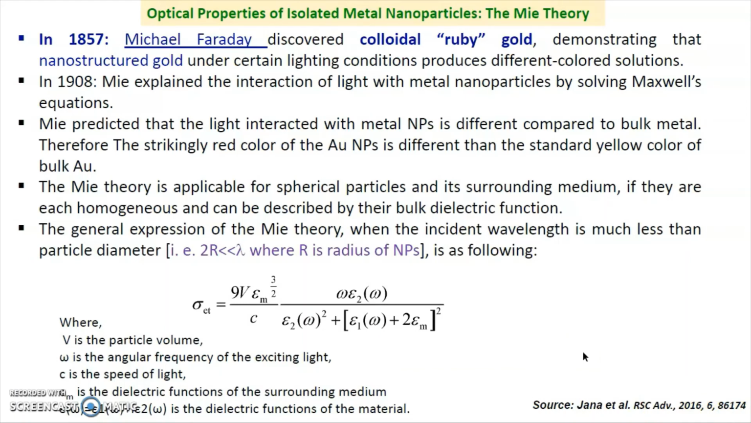I'm not going into much more detail of this Mie theory, because this is not the perfect theory. There are some limitations. It is restricted to spherical nanoparticles. If you change the shape of the nanoparticles, then you have to add more corrections in this theory, which you can find in this paper. Students who are more interested in Mie theory can read from this paper.